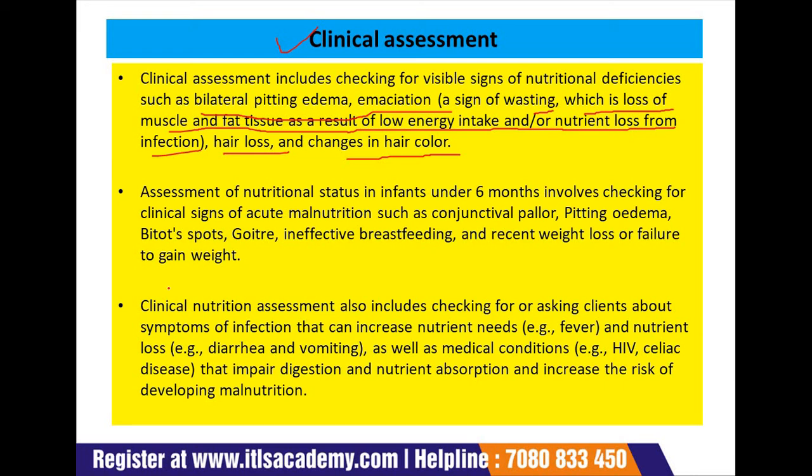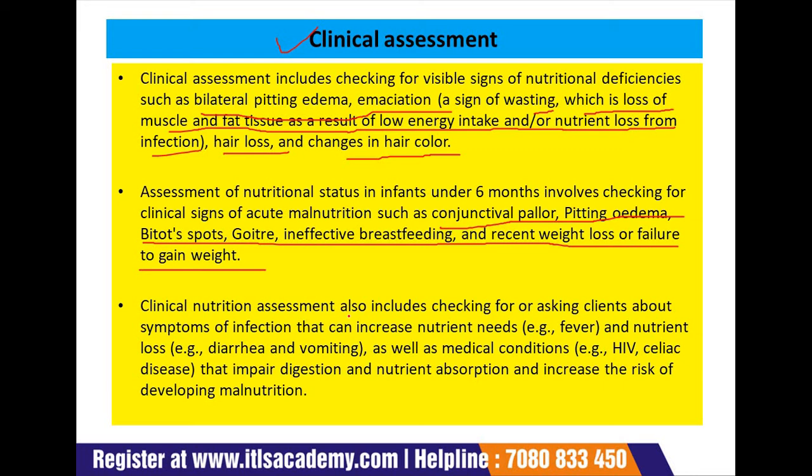So, assessment of nutritional status in infants under 6 months involves checking for clinical signs of acute malnutrition such as conjunctival pallor, pitting edema, watery, infective breastfeeding, and recent weight loss or failure to gain weight.